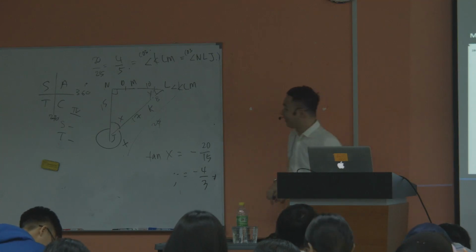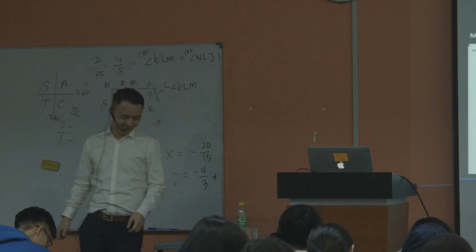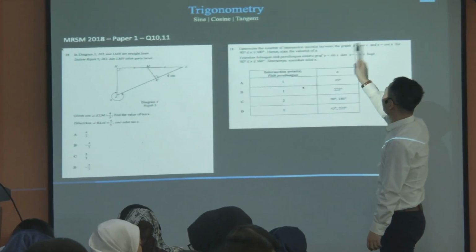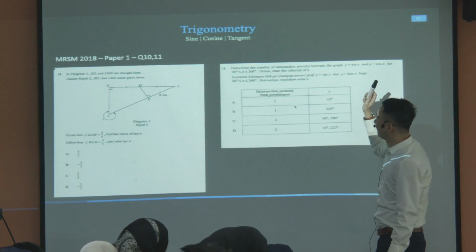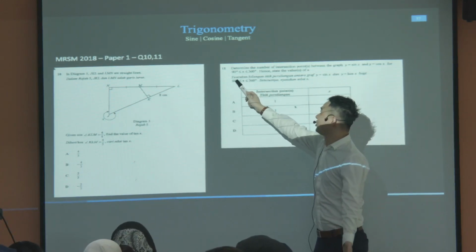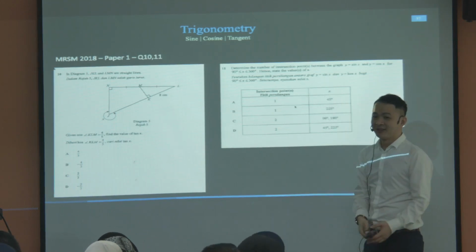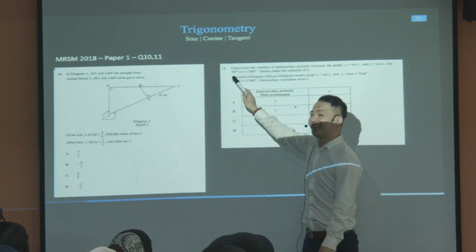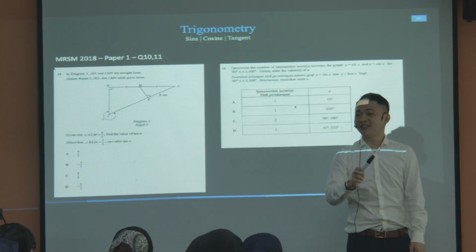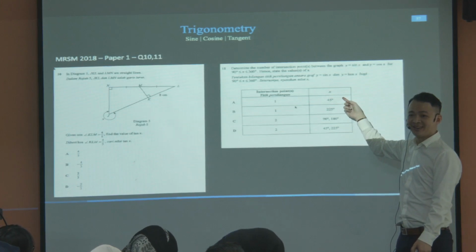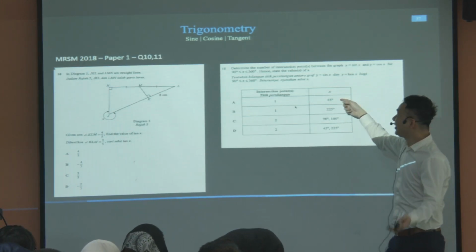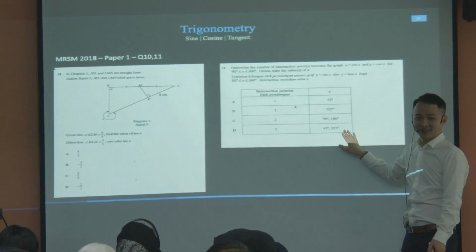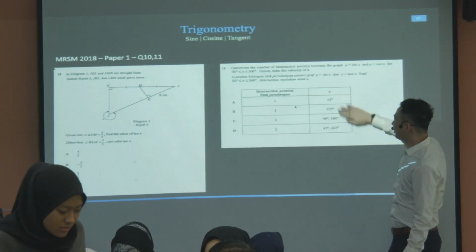For question 11 here, it's very easy, but also very tricky. Determine the number of intersection points between the graphs of sine x and cos y. X must be between 0 to 360, and state the value of x. In trigo, range is very important. When they say the range is 90 to 360, any value outside the range, I will straight away cancel. Can I take 45? No, because 45 is before 90, right? So A is definitely wrong. D is also definitely wrong because D has 45. So these two are wrong already.